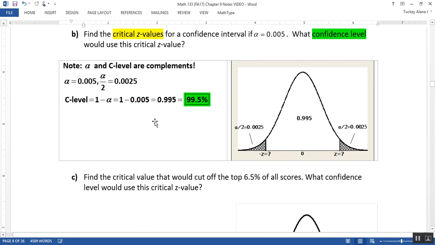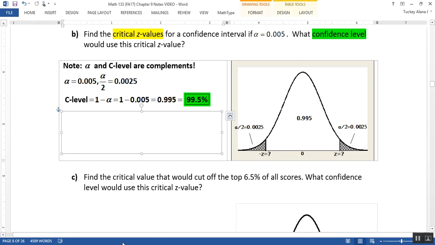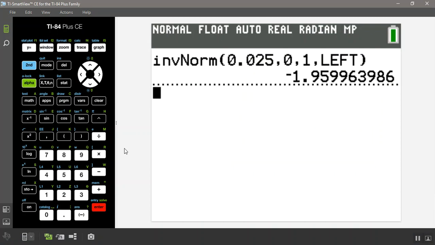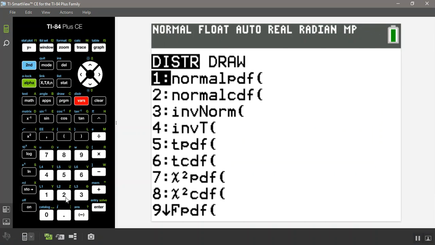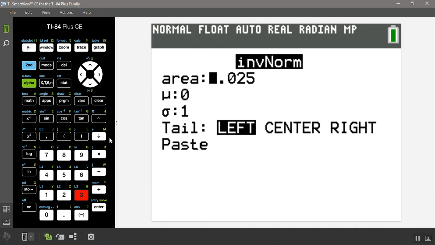All right, so let's think. I need a calculator. I'm going to go to inverse norm again, but instead of 0.025, I'm going to put in 0.0025, with 0 and 1, and leave it at left and paste.